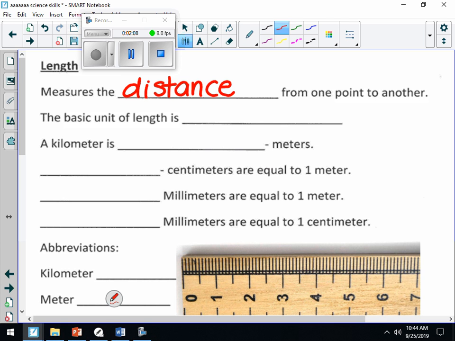So your frame of reference, we discussed this earlier, was the width of your pinky. How wide, Simone, is your pinky? About 1 centimeter? Yes, about 1 centimeter. Good job. The basic unit of length is a meter.